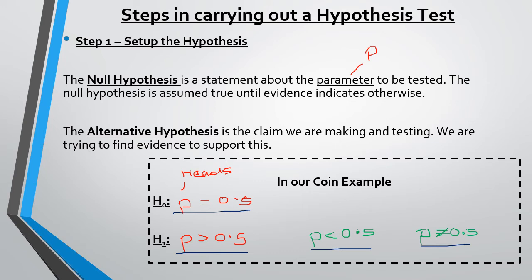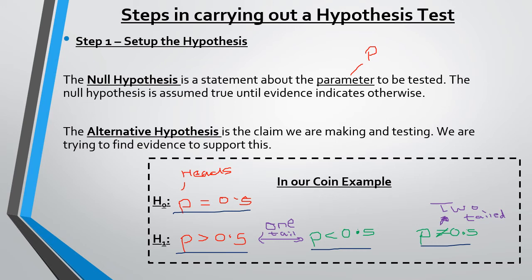Now, for future reference, these first two are called one tail. They're called one tail because it's going one way, less than or greater than. Whereas this one is called a two-tailed because it could go one of two ways. It could be a less than, or it could be a greater than. I don't know which way it's going, so I call it two-tailed. They're important for when I work out probabilities later on.